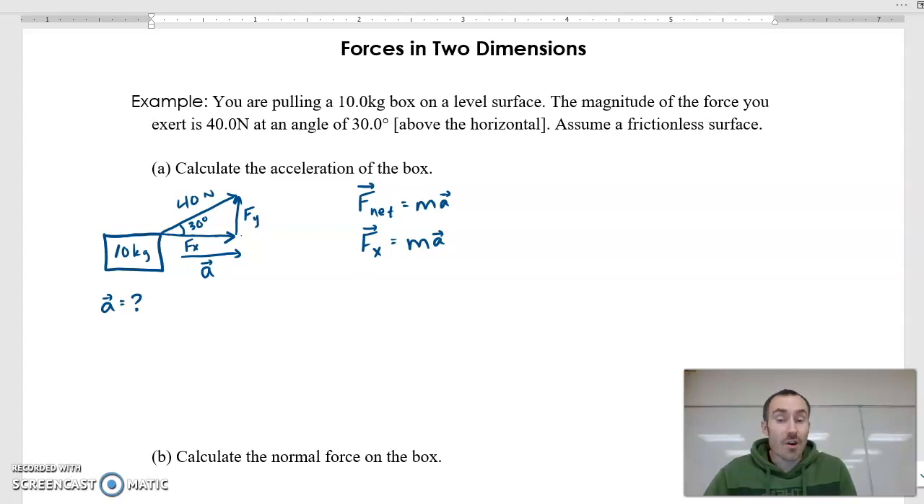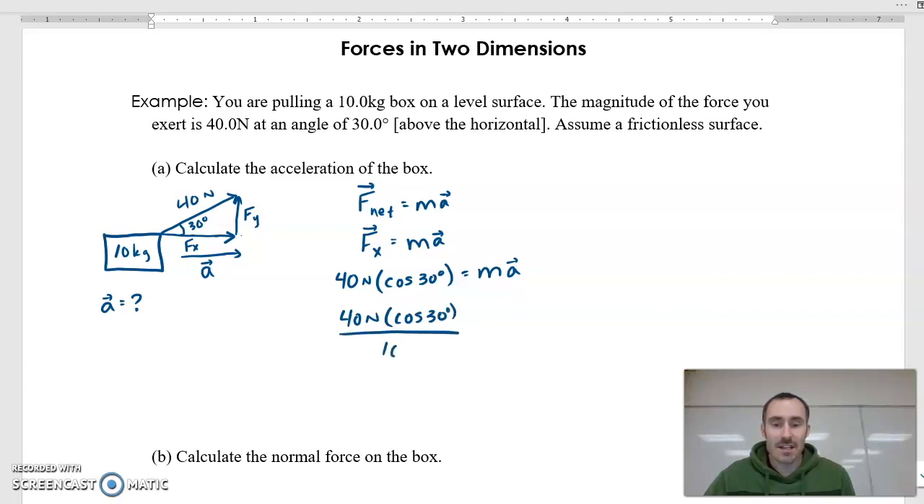That's the adjacent. I know the hypotenuse, and so then I'm going to use 40 newtons times the cosine of 30 degrees. And that equals my mass times acceleration. So I'm going to divide by mass to get the acceleration by itself, and the mass is 10 kilograms. So I'm doing 40 times the cosine of 30 divided by 10 kilograms. That will give me my acceleration. And when I put that together, I get 3.46 meters per second squared. If you're looking for significant figures, that should be correct, because we've got 3 there, 3 there, 3 there. We've got 3 everywhere, so our final answer should have 3 significant figures as well.